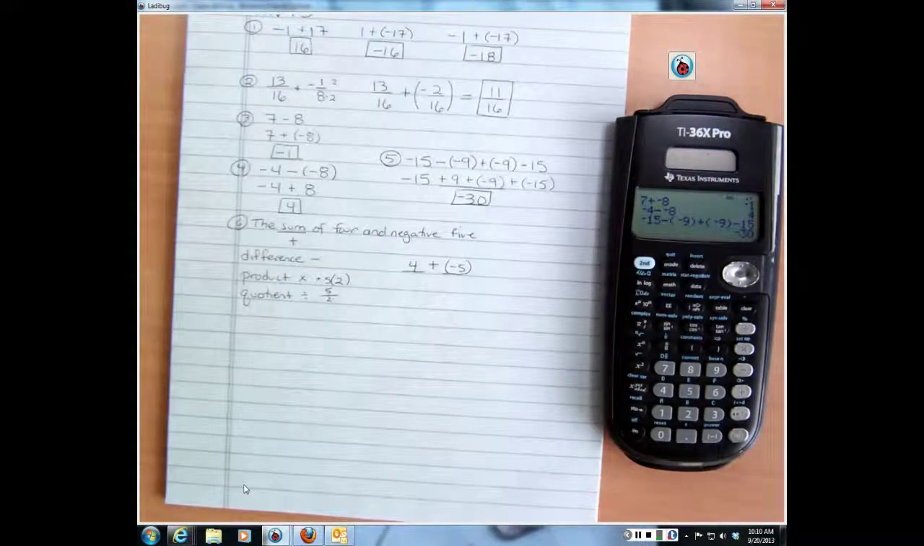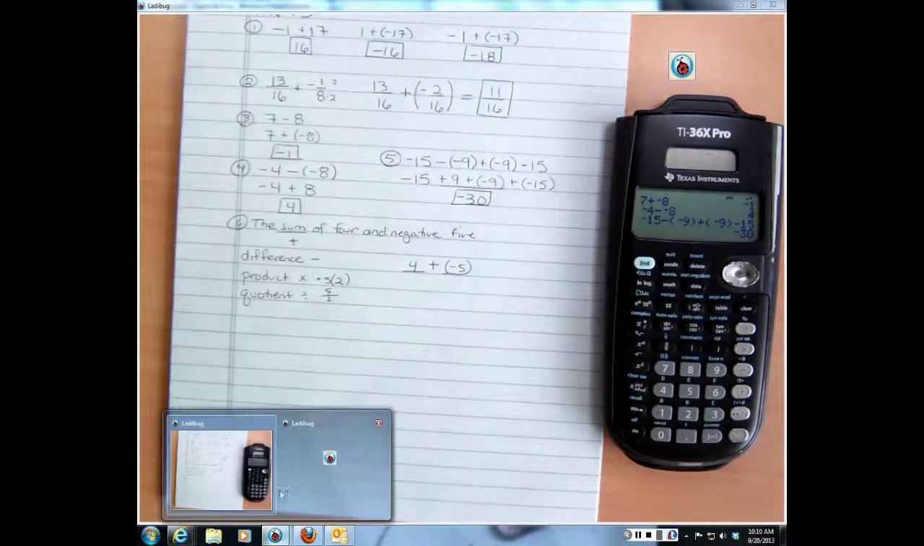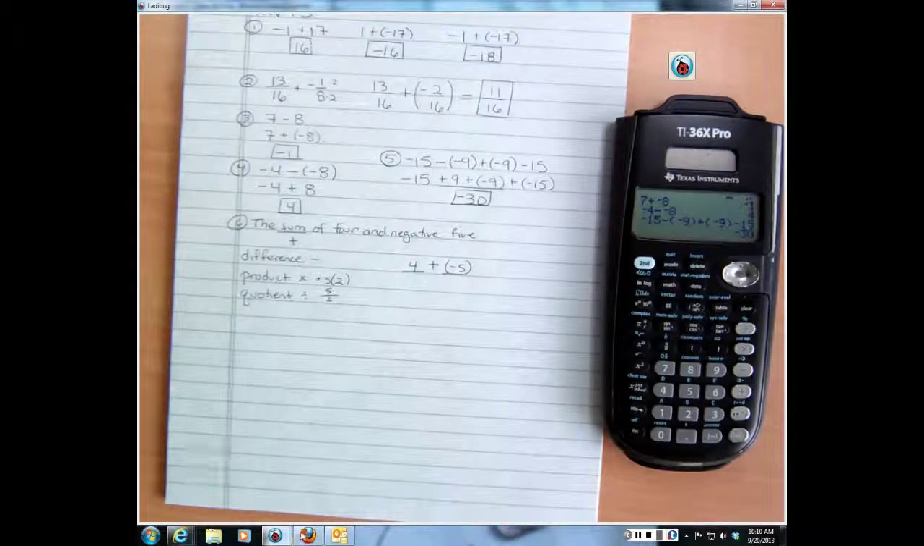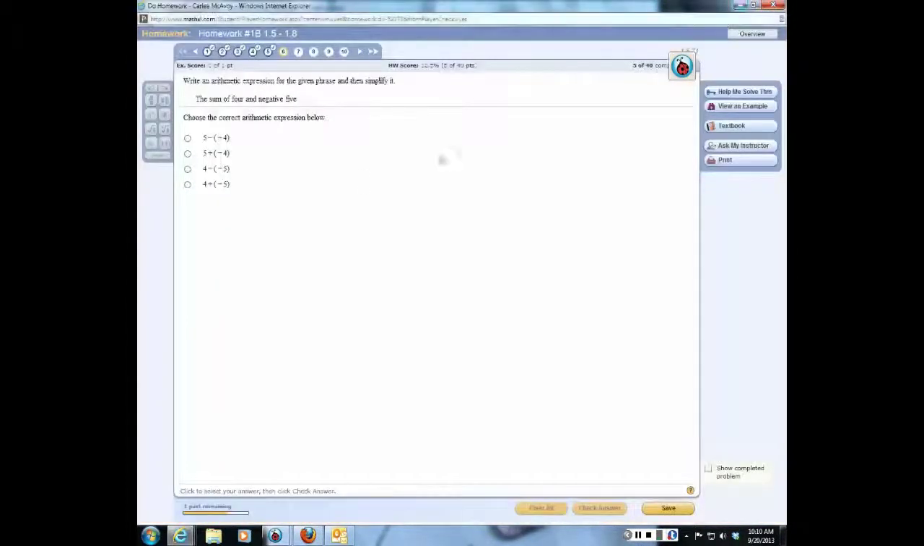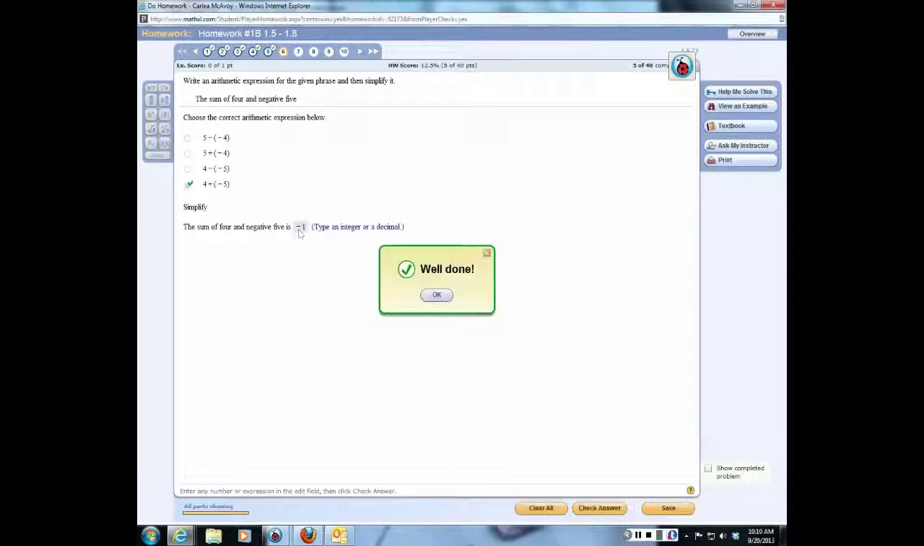They may have not put the parentheses in because this program doesn't usually use the parentheses, but that's how I'm doing it. They did 4 plus negative 5. The sum of 4 and negative 5 is what? Well, we have 4 positives and 5 negatives, so hopefully you're starting to see that that would be a negative 1. If you don't see it yet, then use your calculator to get there.